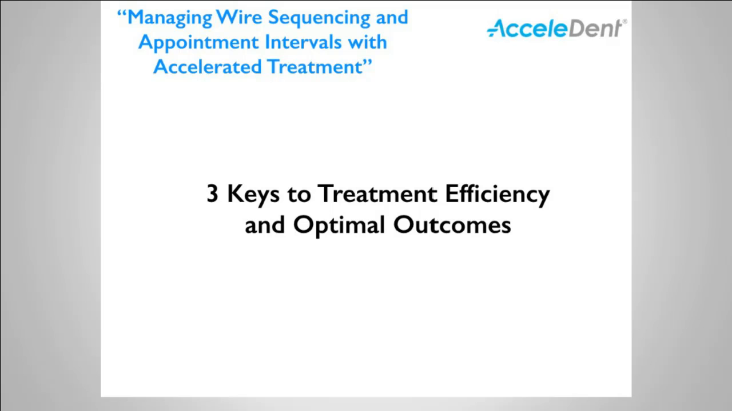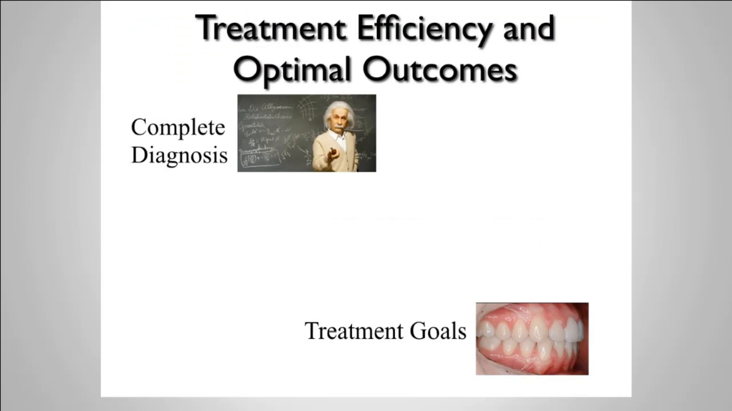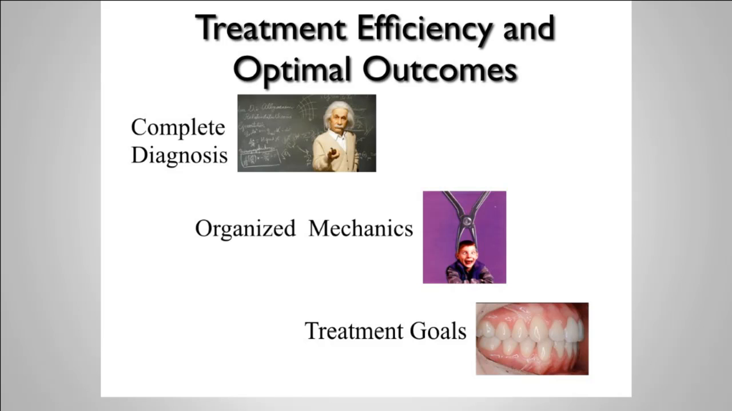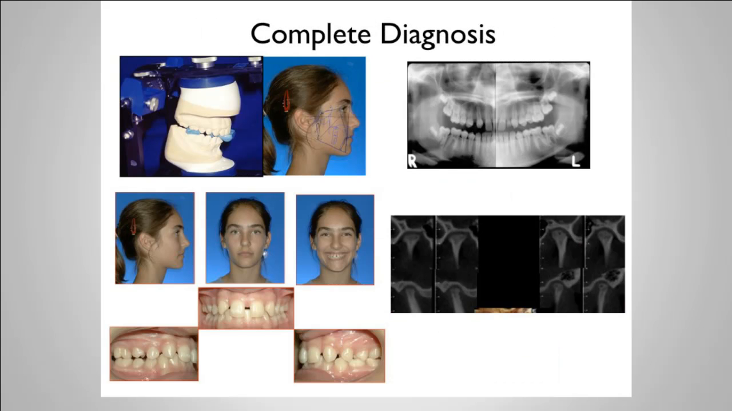To do both, you have to understand the 3 keys to efficiency and optimal outcomes. Without saying, you have to have an accurate and complete diagnosis and measurable treatment goals. They have to be able to be articulated. You have to be able to quantify them. And then once you've quantified your diagnosis and treatment goals, then the mechanics becomes very organized.